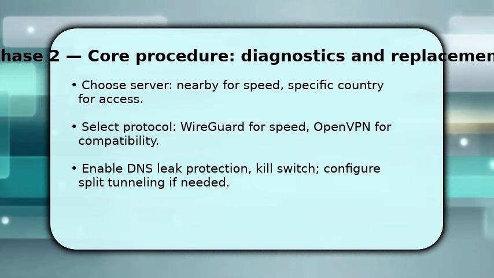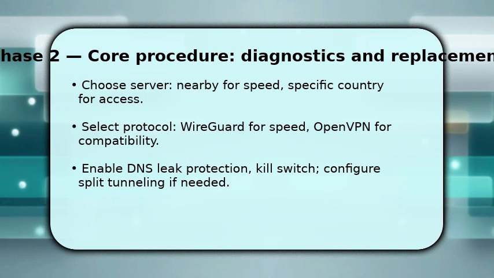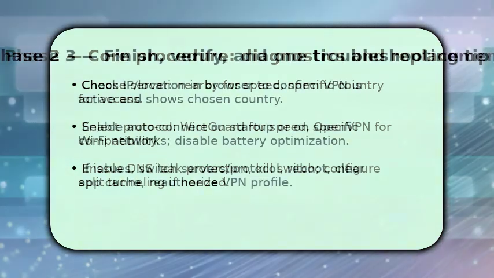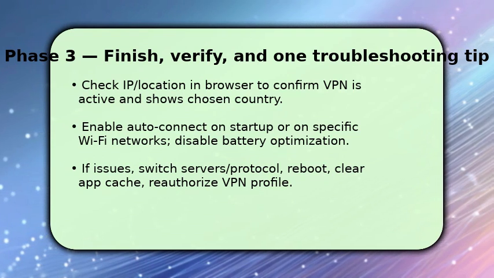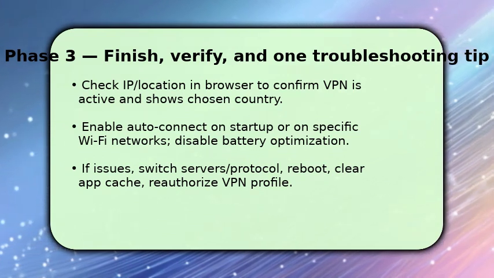You should see a persistent VPN icon and a confirmed secure status. Finish by verifying your IP and location. Open a quick IP check in the browser to confirm the VPN shows the chosen country.